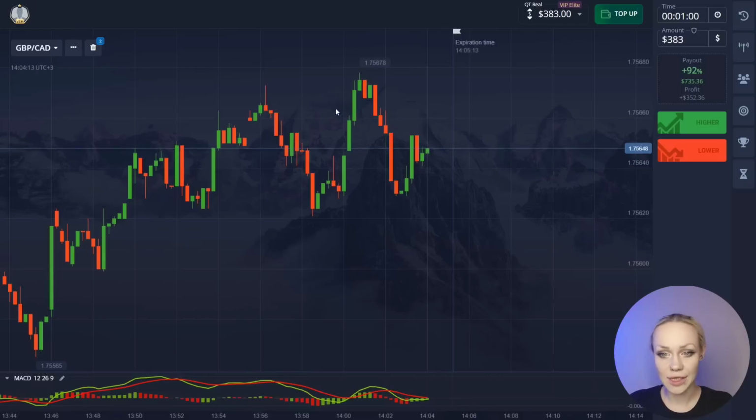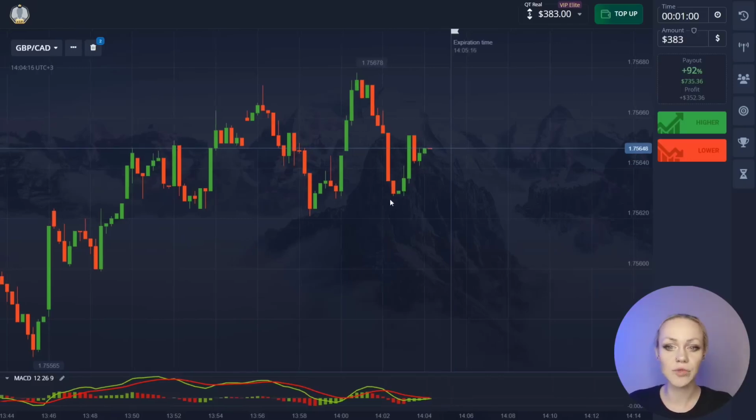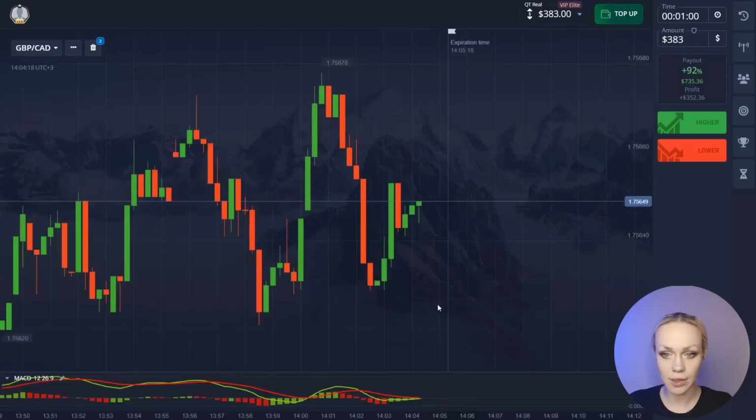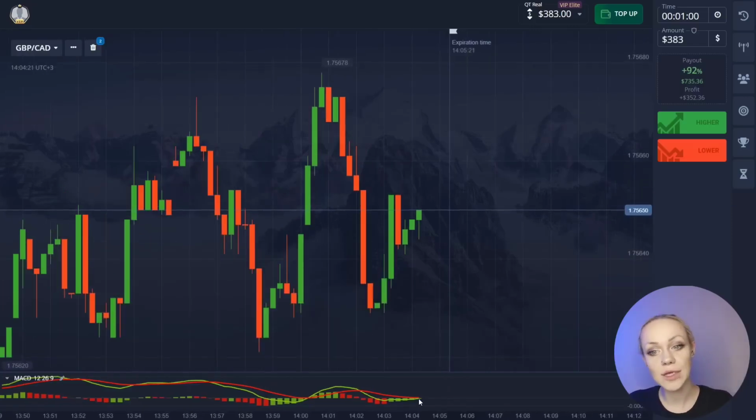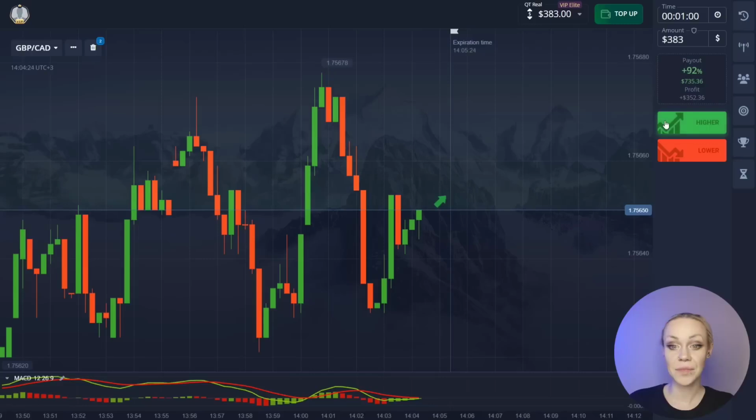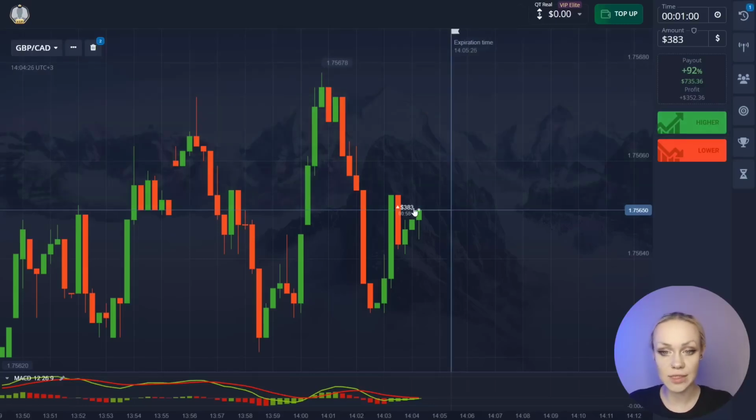We have an uptrend here, and after a pullback down, green candles are formed on the chart. The indicator shows that the price has potential for growth. Therefore, we open a trade for a raise here.